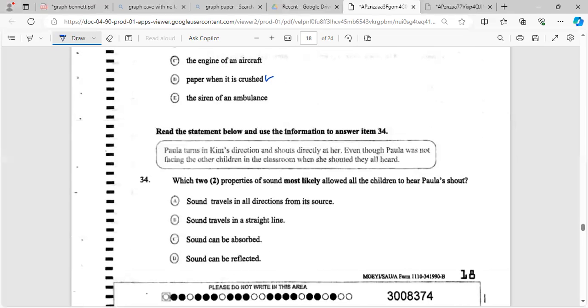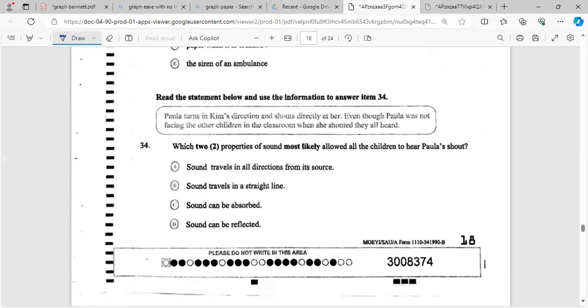34 says, read the statement below and use the information to answer item 34. Paula turns in Kim's direction and shouts directly at her. Even though Paula was not facing the other children in the classroom, when she shouted, they all heard. Which two properties of sound are most likely to allow the children to hear Paula? Sound travels in all directions from its source. I would say A is a part of it.